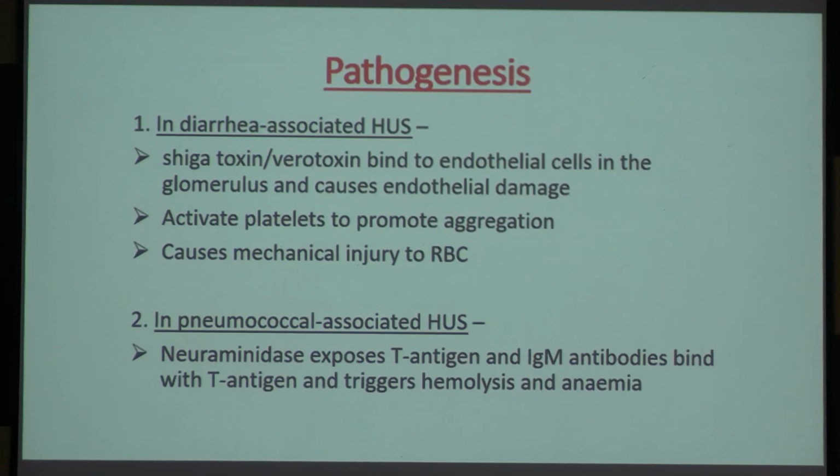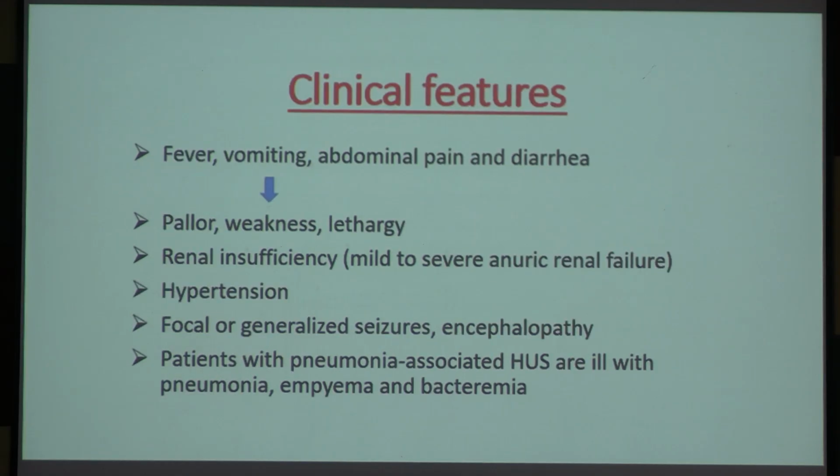Then in pneumococcal associated hemolytic uremic syndrome, their neuraminidase enzyme exposes T antigen, then IgM antibodies bind to that T antigen, which triggers hemolysis, resulting in anemia. What are the clinical features? Patient will come to us with complaints of fever, vomiting, pain abdomen, diarrhea, okay, fever and mostly GI complaints.